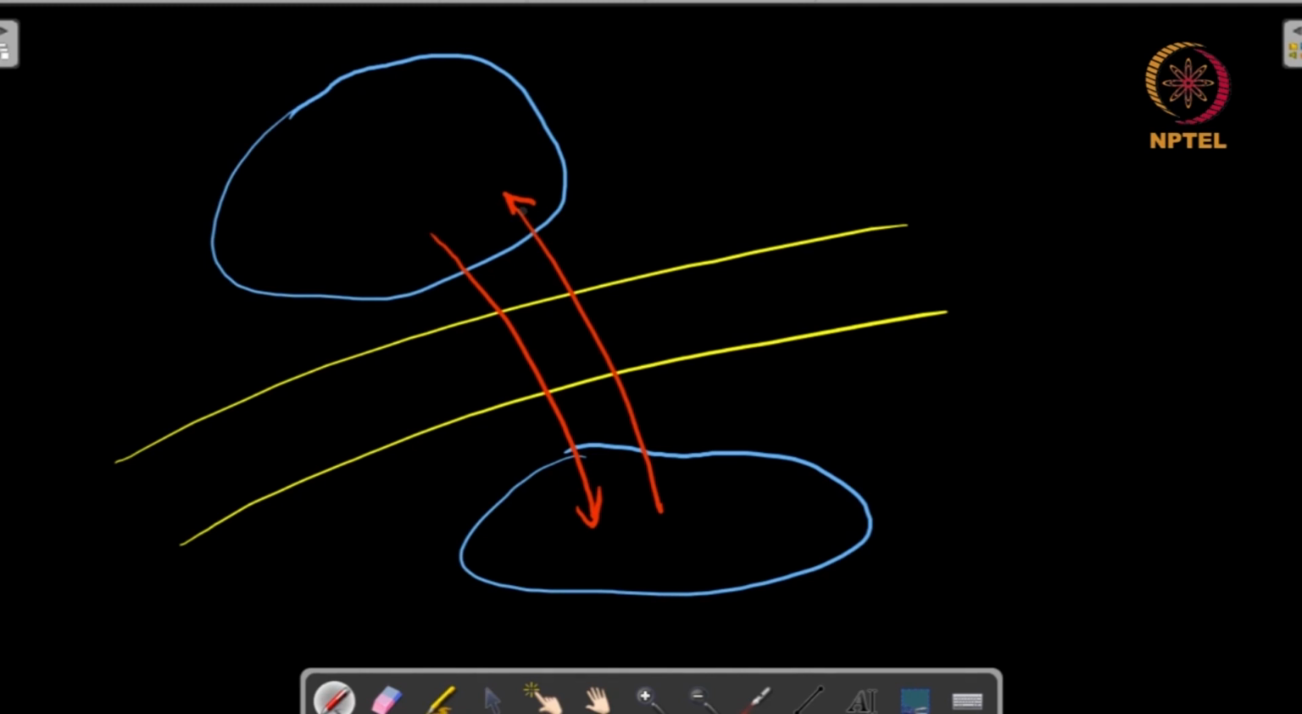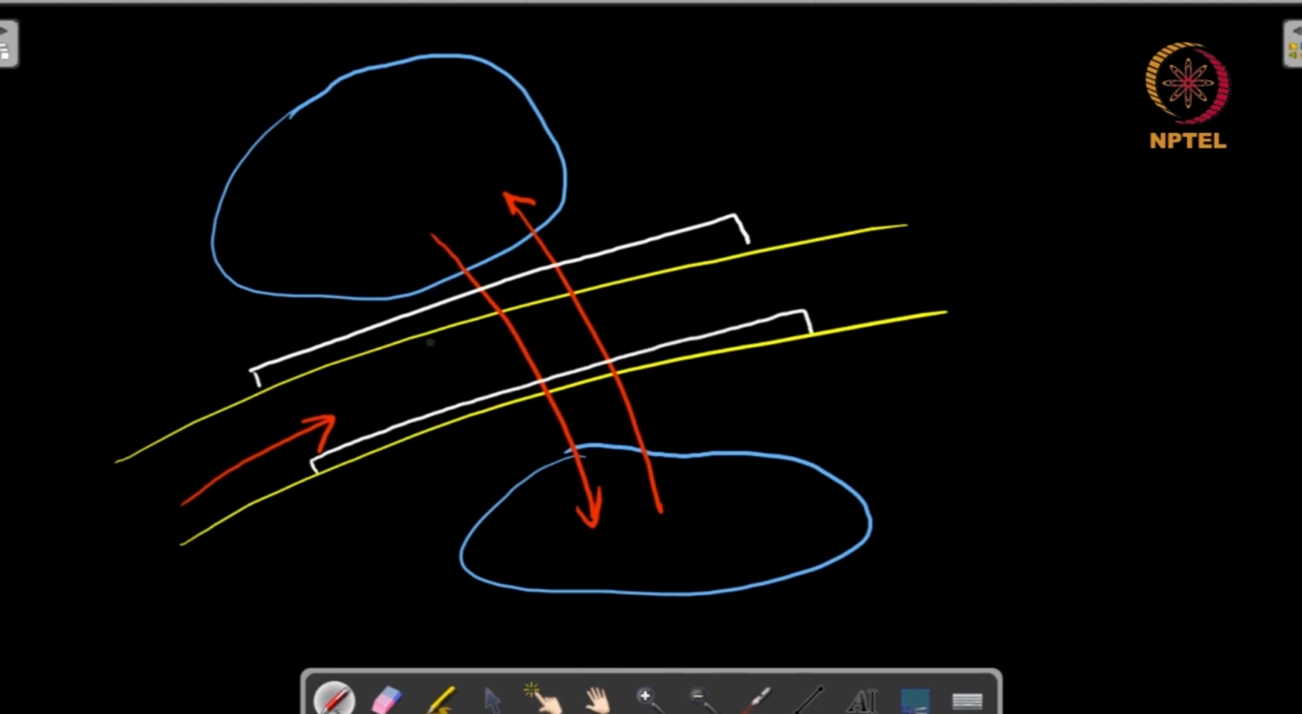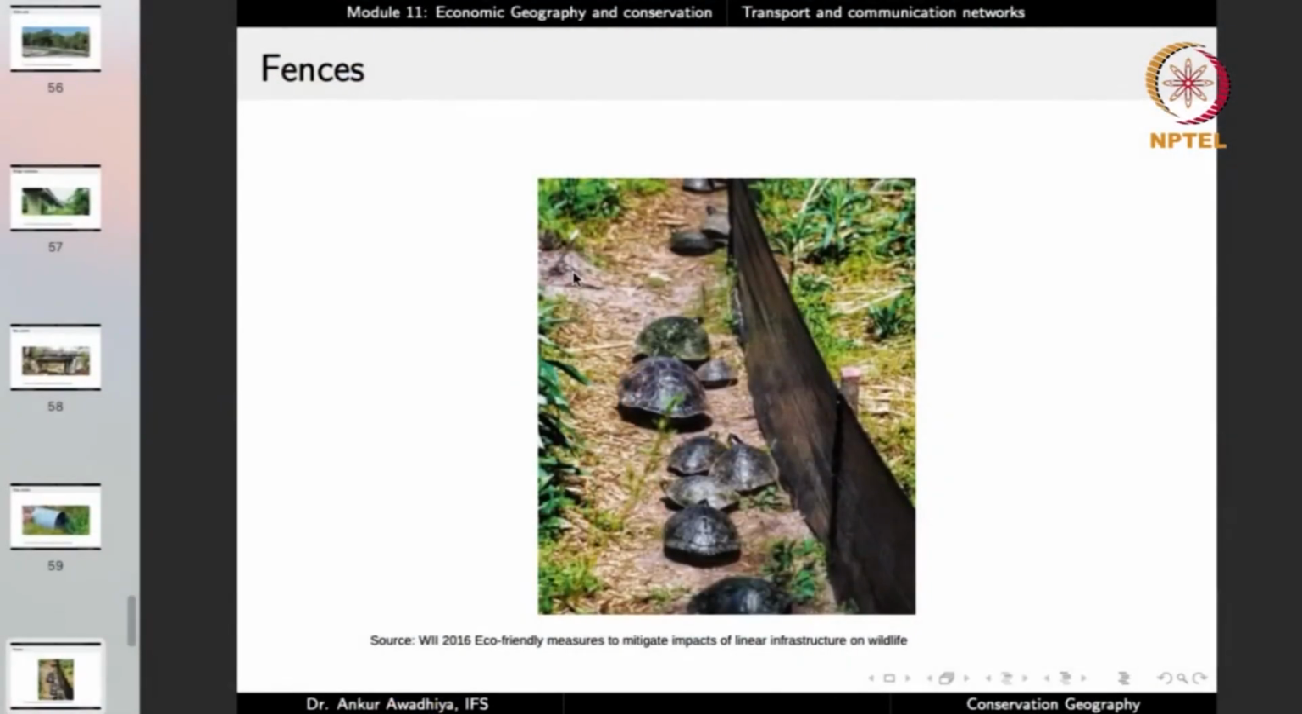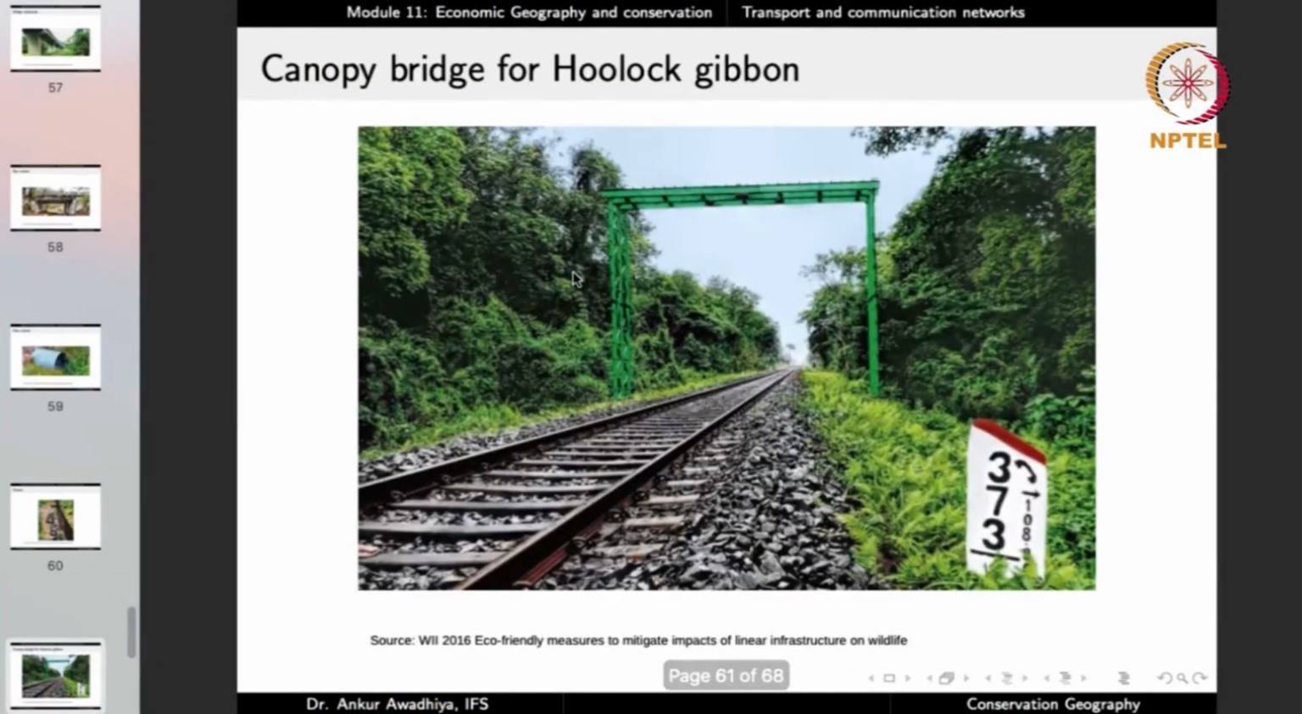Now if they cross the road, then it is very likely that the next vehicle is going to overrun them. To avoid that, what we can do is that we can construct a fence on both the sides of the road so that the animals do not move on top of the road, and we give them a pipe culvert to permit the movement from one location to another location. As simple as that. So fences are also very important mitigation measures.